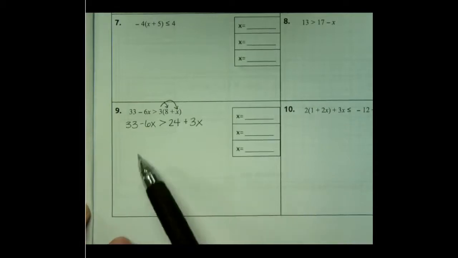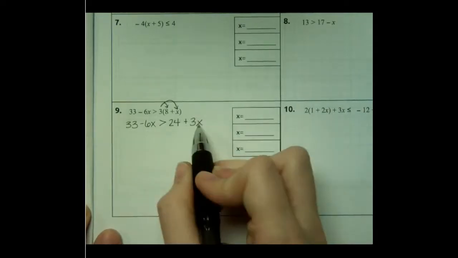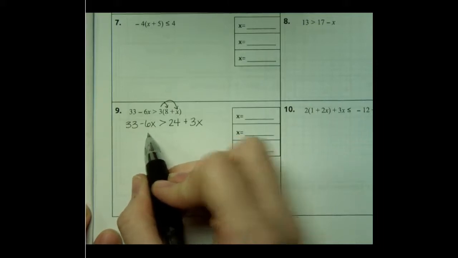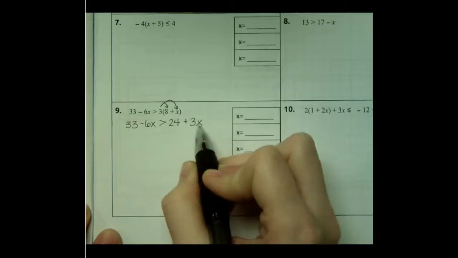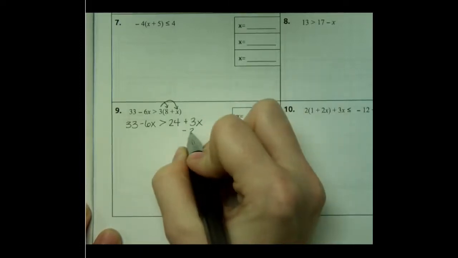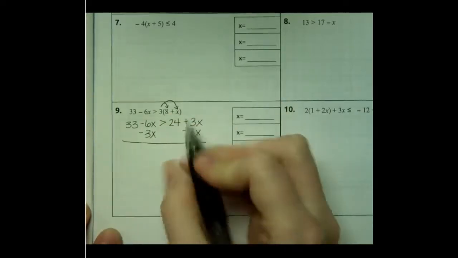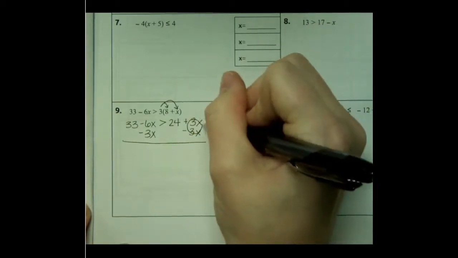My second step when I solve is to get the variables that are alike on the same side. So remember, we like to have our x's on this side of our equations or our inequalities. So I'm going to move this 3x from this side to this one. To get rid of a positive or a plus 3x, I need to subtract 3x on both sides of my inequality symbol. This one turns into a 0.